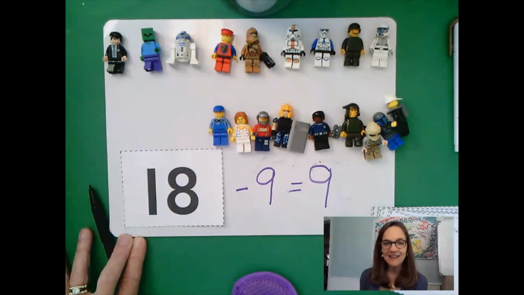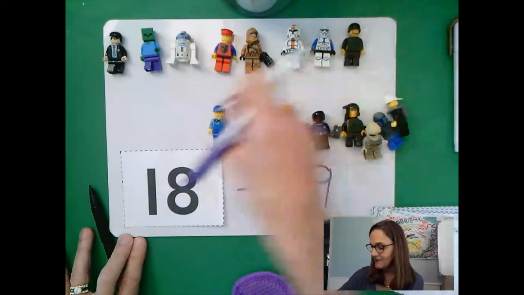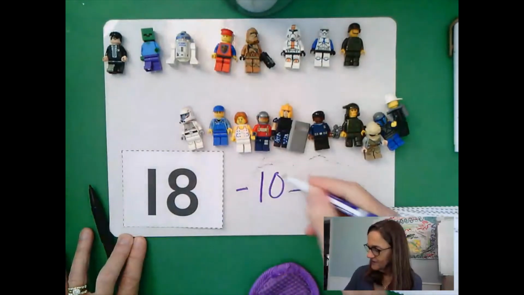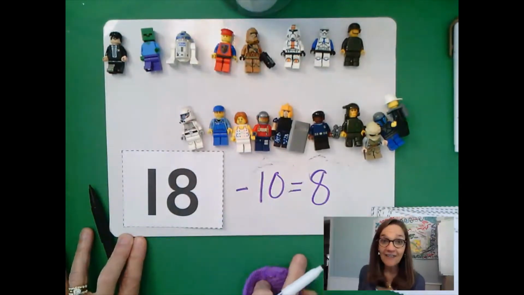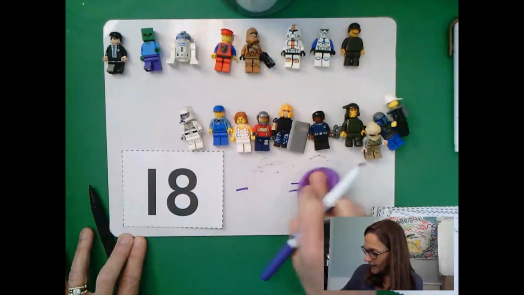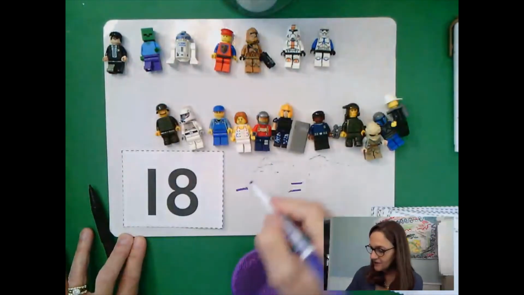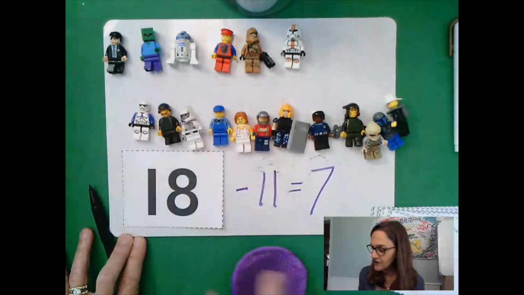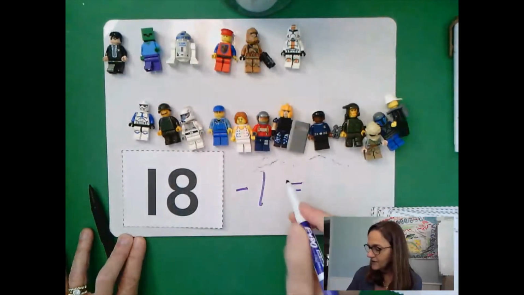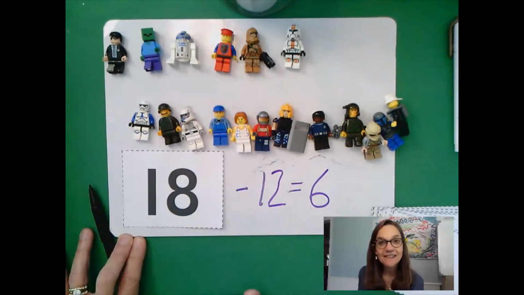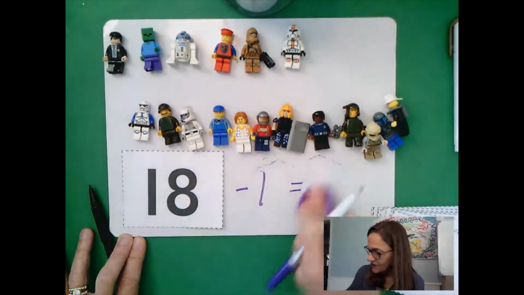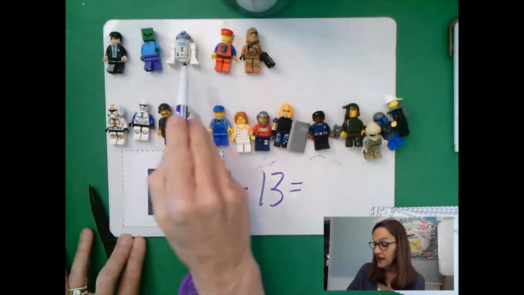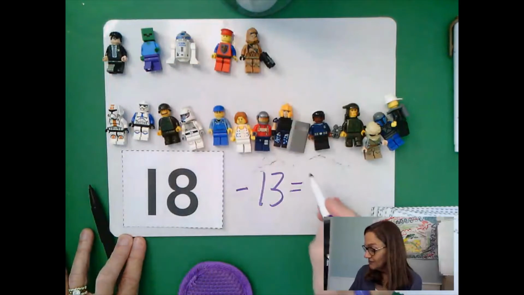Okay? If I have 18 Lego characters and I take away 10 of them, how many are left? 8. If I have 18 Lego characters and I take away 11 of them, how many are left? 7. If I have 18 Lego characters and I take away 12, how many are left? 6. If I have 18 Lego characters and I take away 13, how many are left? Well, you can see them easy now and count them. 1, 2, 3, 4, 5.